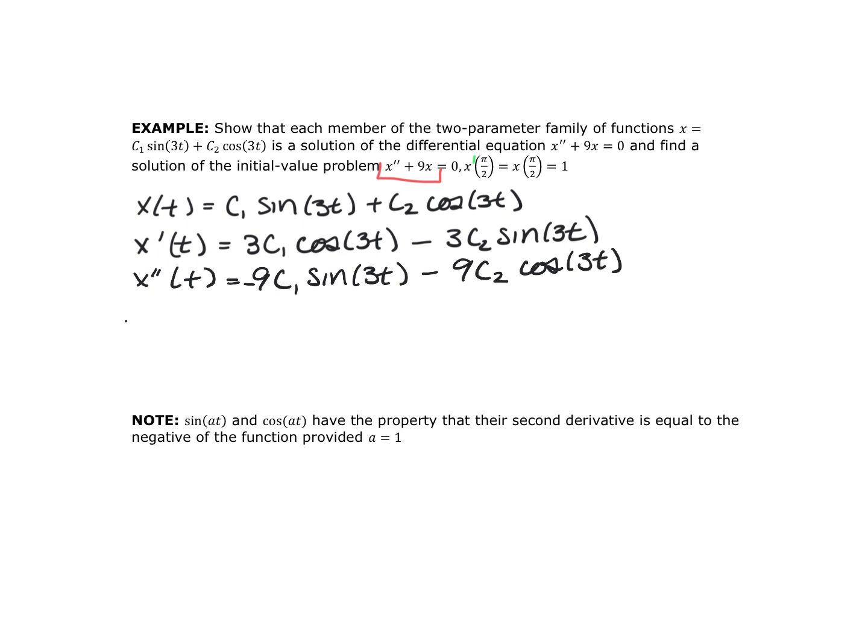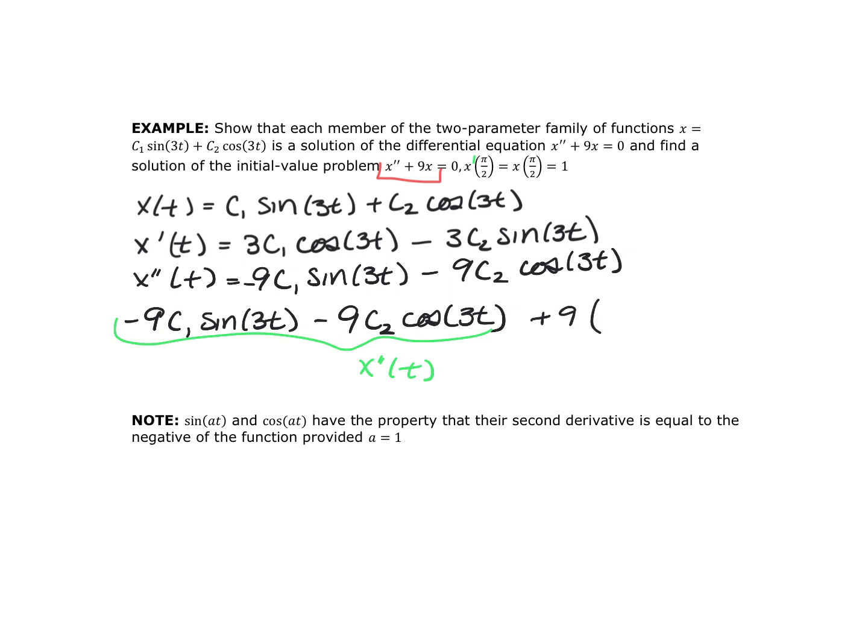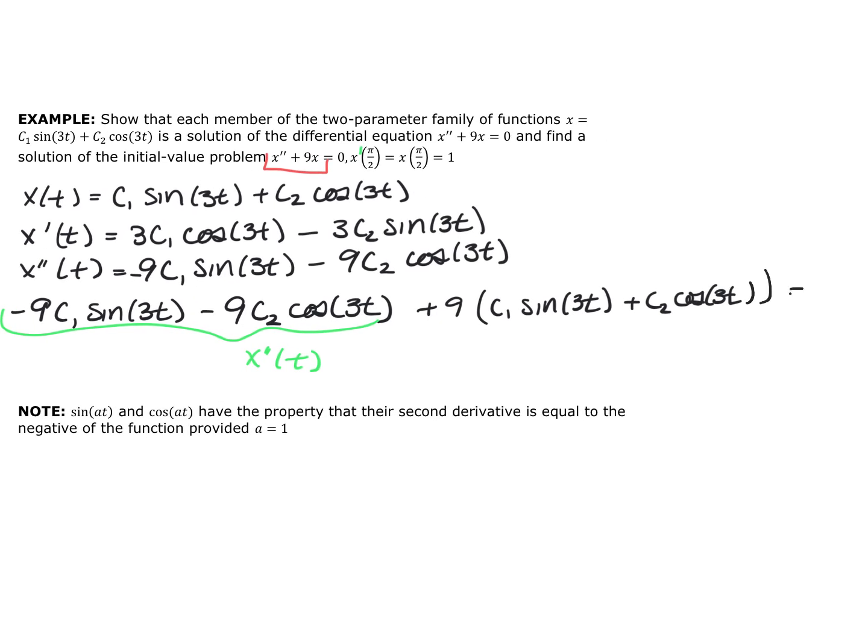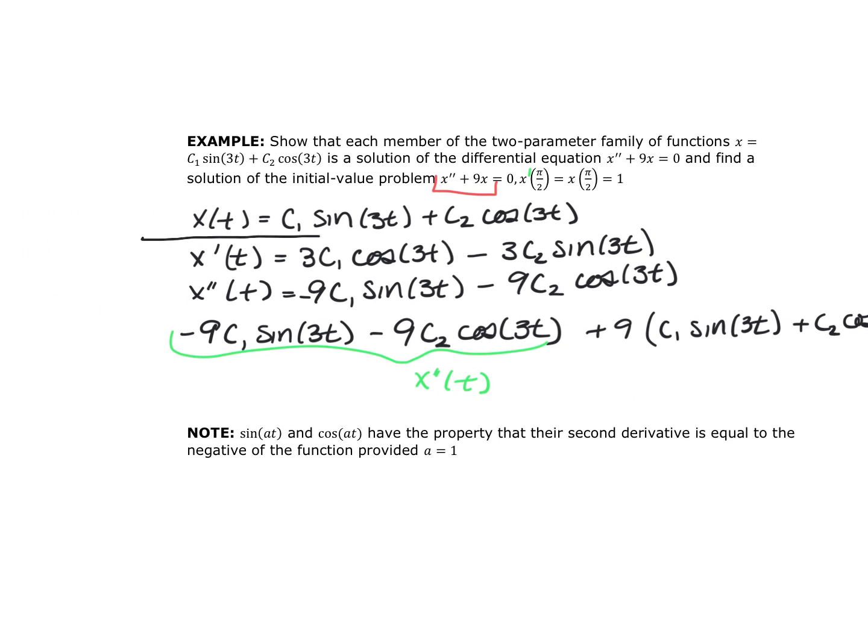Now I'm going to see if I take my second derivative, which is negative 9c sub 1 the sine of 3t minus 9c sub 2 the cosine of 3t, plus 9 times my original function, which is c sub 1 the sine of 3t plus c sub 2 the cosine of 3t, is equal to 0. And you can see that, yes, this does indeed equal 0. So I don't even have to question it. I checked. This is a solution to this differential equation.